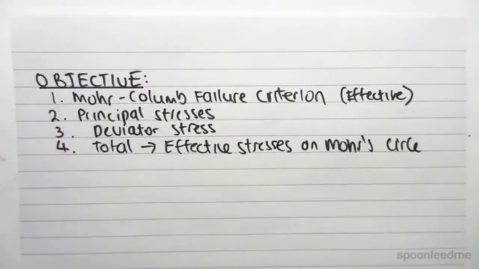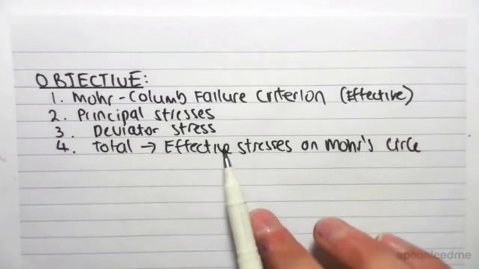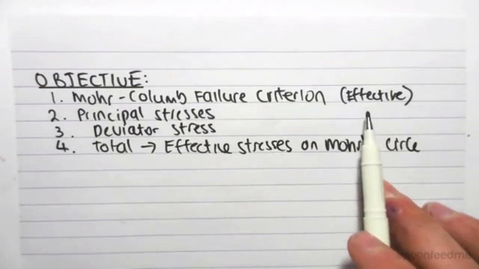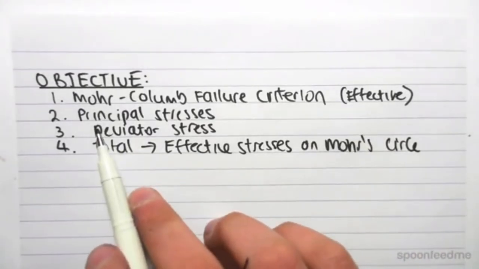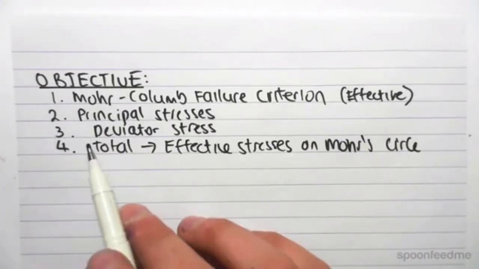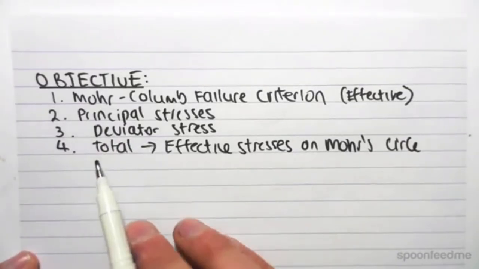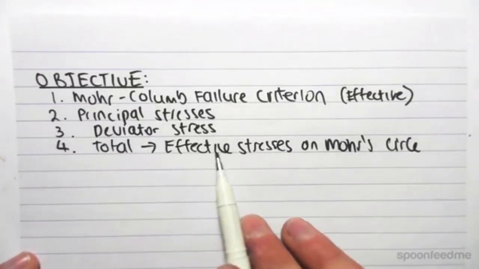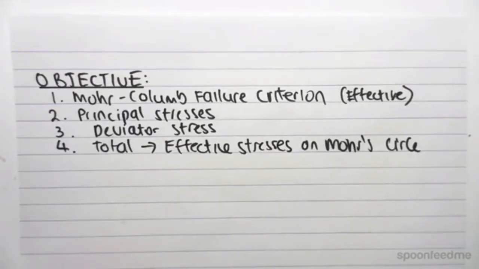Hey guys, the objective of this video is to look at the Mohr-Coulomb failure criteria, and we're going to be looking at effective stress. We're going to be looking at principal stresses once again. We're going to be talking about the deviator stress, and then we're going to have to look at how we go from total to effective stress on a Mohr's circle.